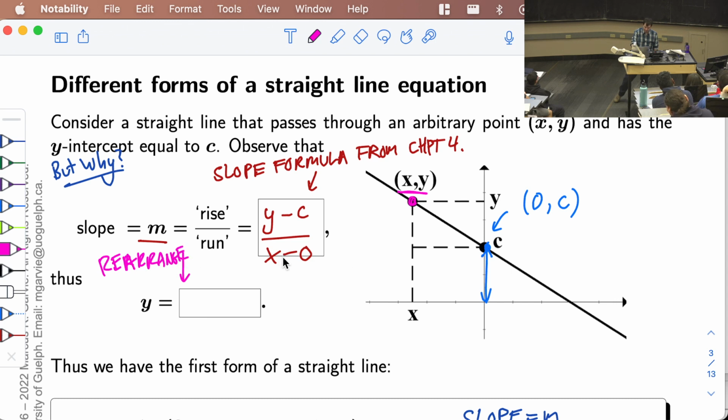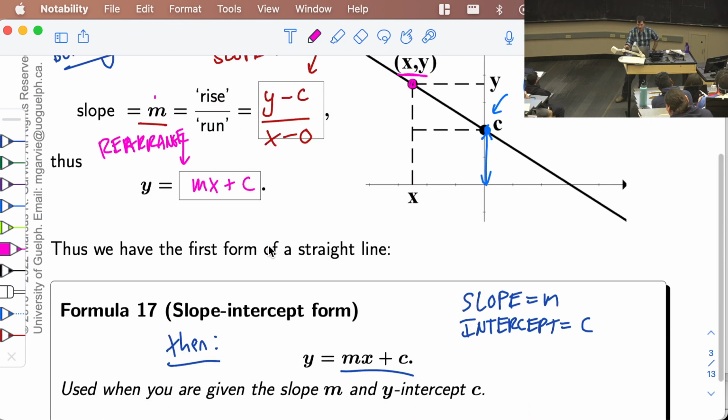And if you solve that, move the x to the other side, y equals mx, move the c to the other side, mx plus c, that is exactly the equation. So the reason the equation is y equals mx plus c, you can recover it from the slope formula we learned in chapter 4. Just to show you why it works.